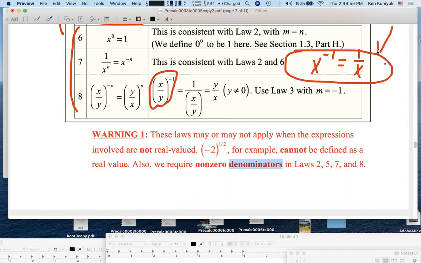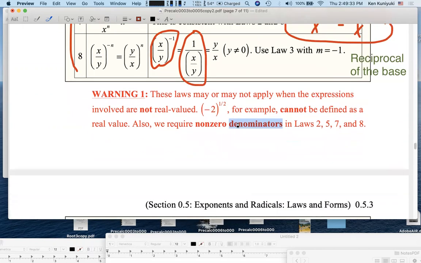Now look over here. X to the negative 1 is 1 over x. When you raise something to the negative 1 exponent, you're taking the reciprocal of the base. So likewise here, if you raise x over y, that base, all to the negative 1, you're taking the reciprocal of that base. You get 1 over x over y. And what is the reciprocal of x over y? It's y over x.